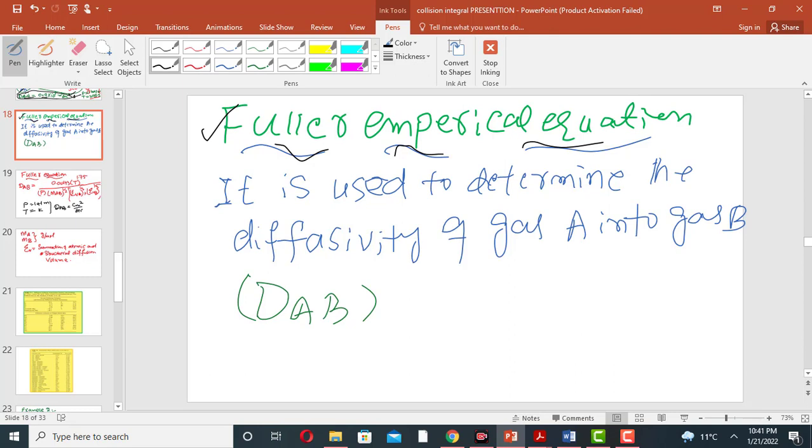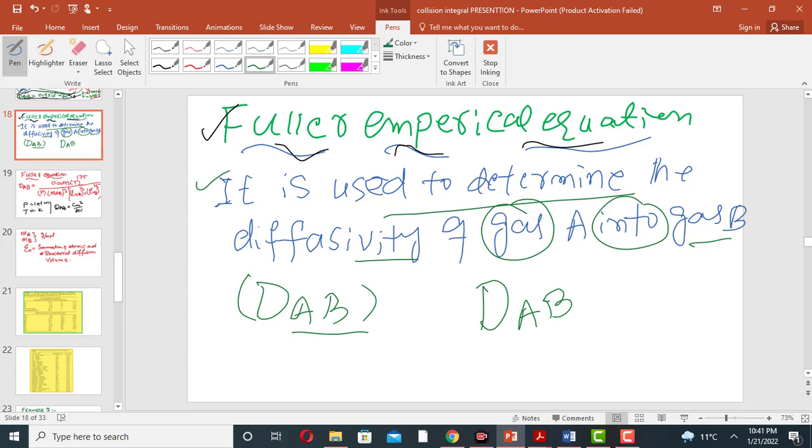So this equation is used to determine the diffusivity of gas A into gas B. This is an empirical equation. In this equation we are going to determine the diffusivity of one gas A in the other gas, which is gas B. So there are two gases.